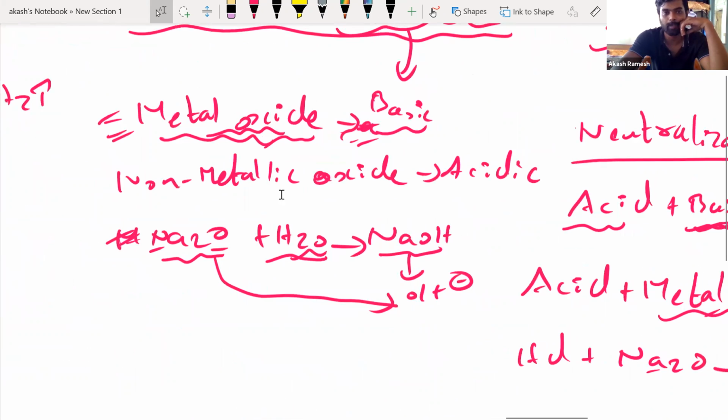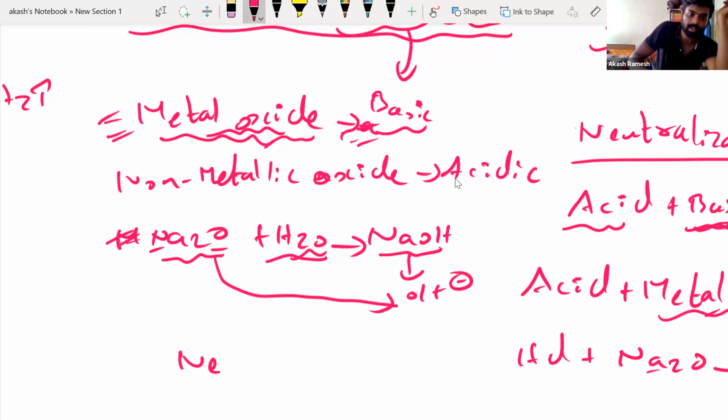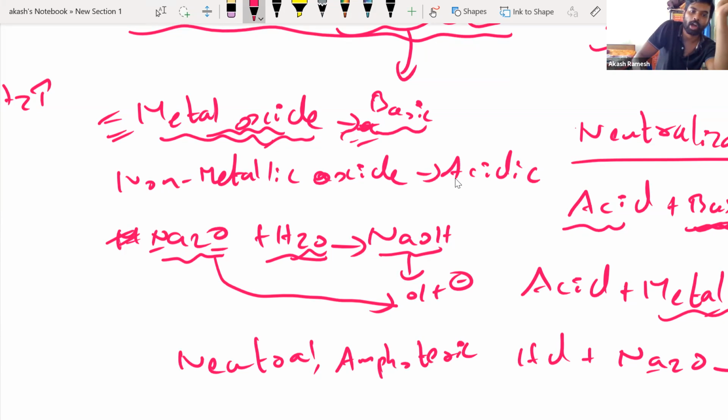Next class I'll prove to you that non-metallic oxides are acidic in nature, and that there are certain non-metallic oxides that are neutral also. There are neutral oxides as well as amphoteric oxides. What are these, amphoteric, neutral, all this stuff we'll see next class.